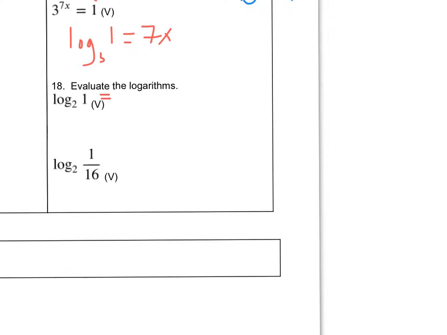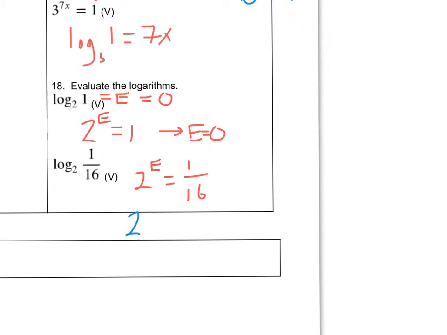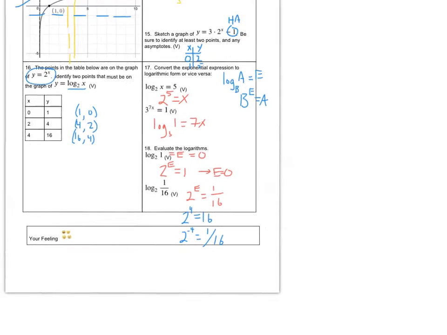Evaluating these logarithms, we have a trick where we write these equal to an exponent. 2 to some exponent is equal to 1. That exponent has to be 0. Anything to the 0 power is equal to 1. And then for the last one on this page, 2 to some exponent is equal to 1 over 16. I know that 2 to the 4 is equal to 16. 2 to the negative 4 would let me flip that. So we've got 2 to the negative 4 is 1 over 16.